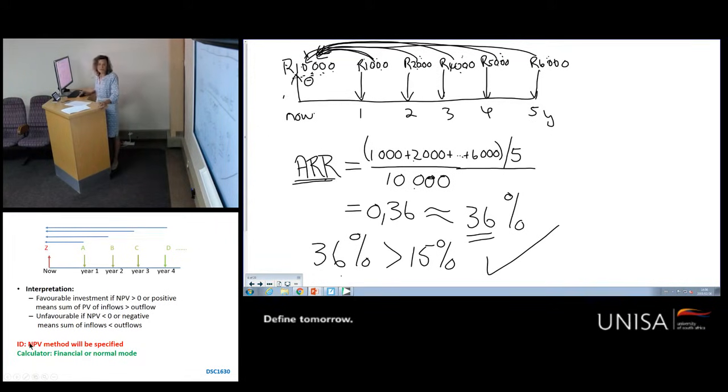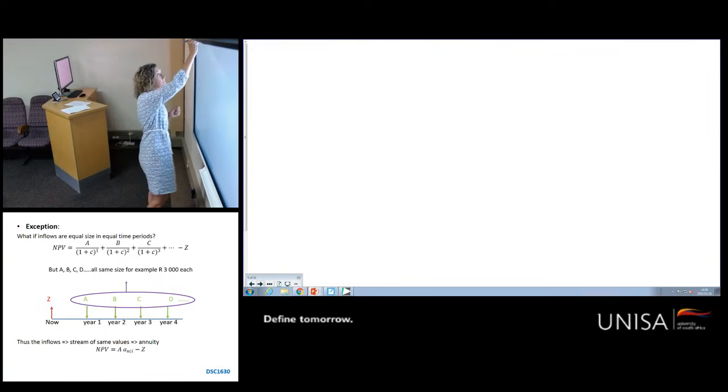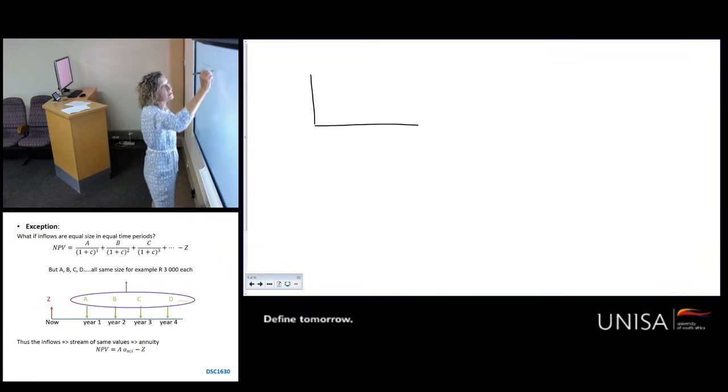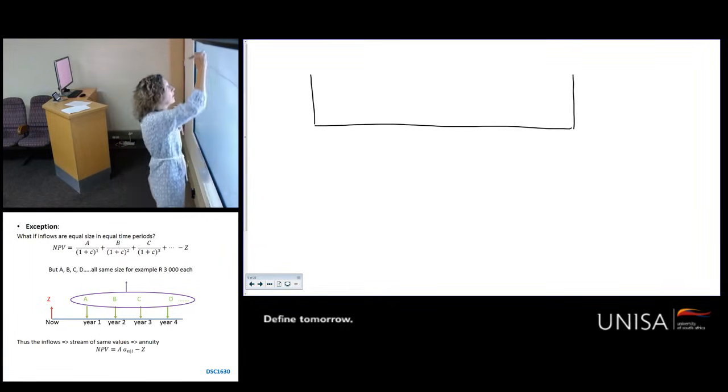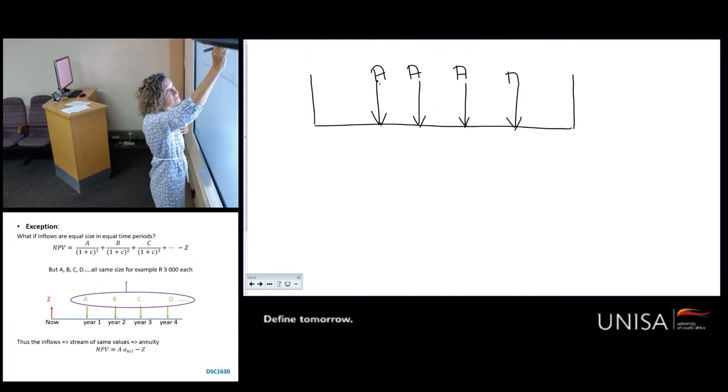What is the key word? The NPV method will be specified, net present value. Calculator, you can use your financial or your normal mode to calculate that. Right, there's just one thing that I want to mention, and that is these inflows can also be exactly the same size in equal time periods.